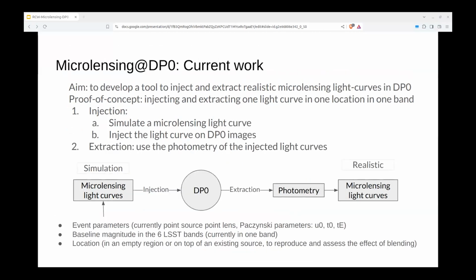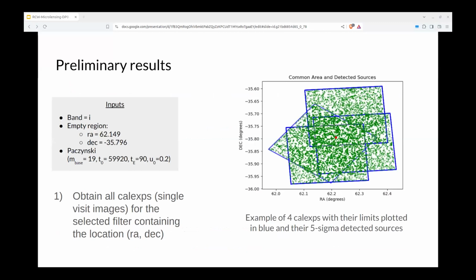The objective now is to develop a tool to simulate a microlensing light curve with the desired model, magnitude, band, and location. By location, I mean it could be an empty region, or it could be on top of another source to test cases with blending. Then we inject and extract the light curve with the LSST pipeline and obtain the realistic light curve to be characterized.